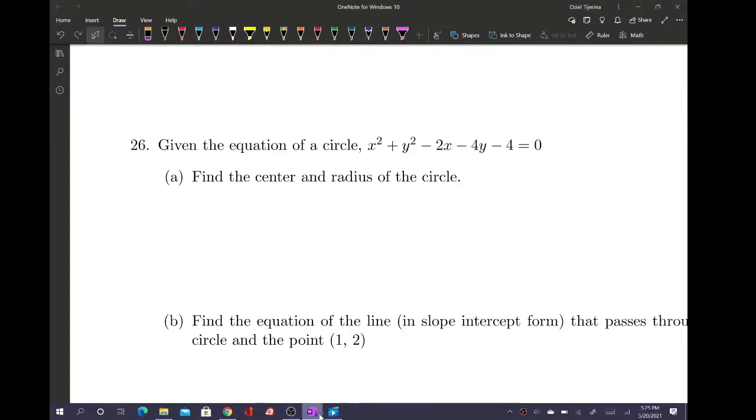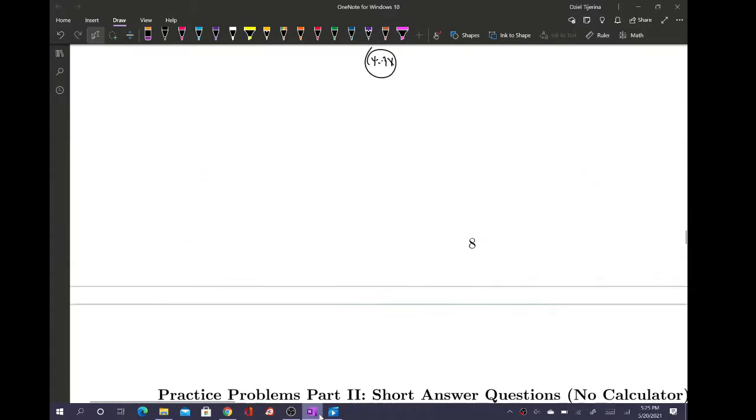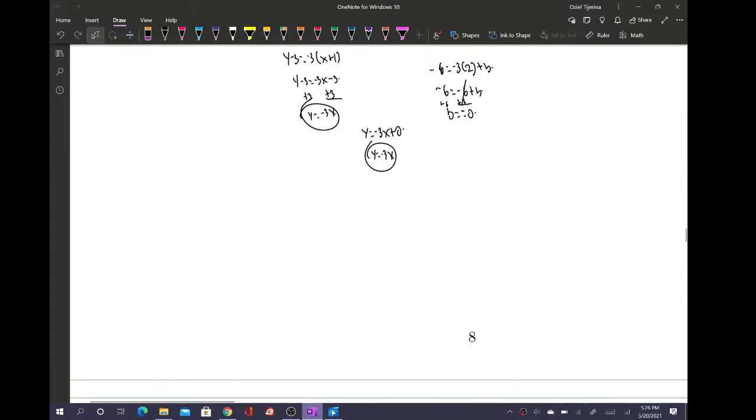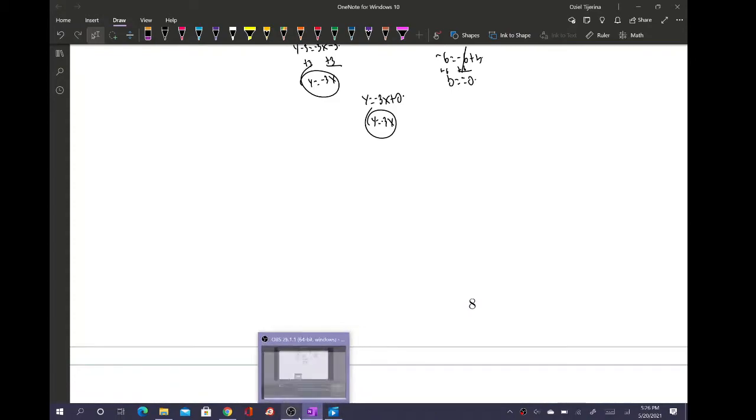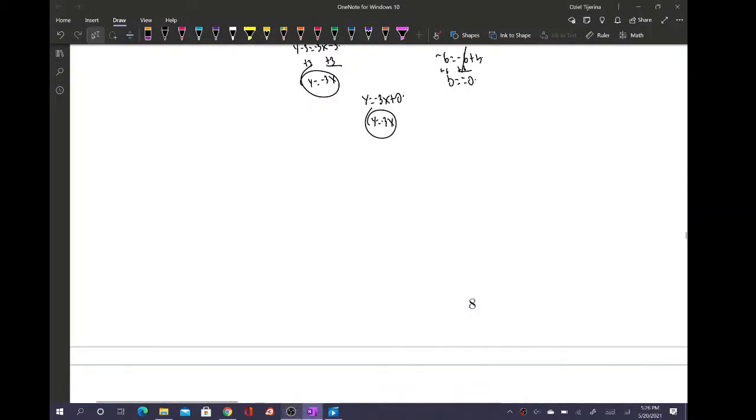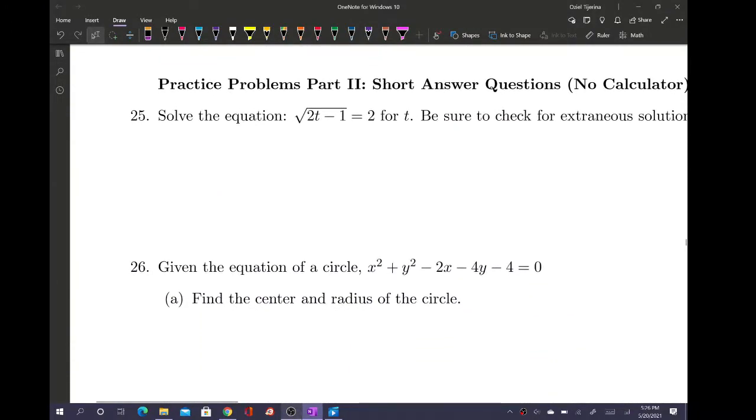Okay. Hello, everyone. So, this is, I believe, part 3 of this exam review for college algebra. We had stopped on number 24, and now we are doing number 25.